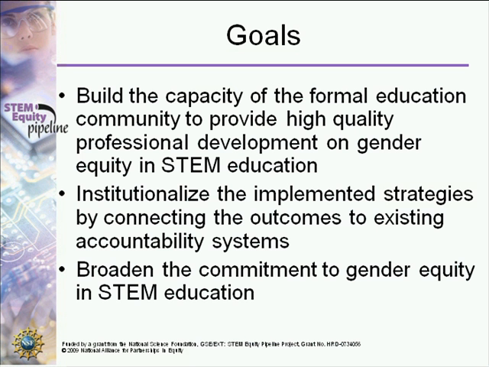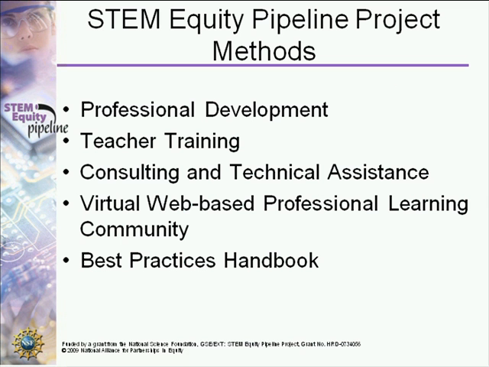We also can connect the work that we're doing in the states very closely with accountability systems. We use a program improvement model that includes the data-driven decision-making process. And lastly, we do a lot of outreach activities around the country and at national meetings to try to broaden the commitment to gender equity and STEM education. The methods in which we attempt to do this is through professional development activities, teacher training, consulting and technical assistance with the states that we're working in.